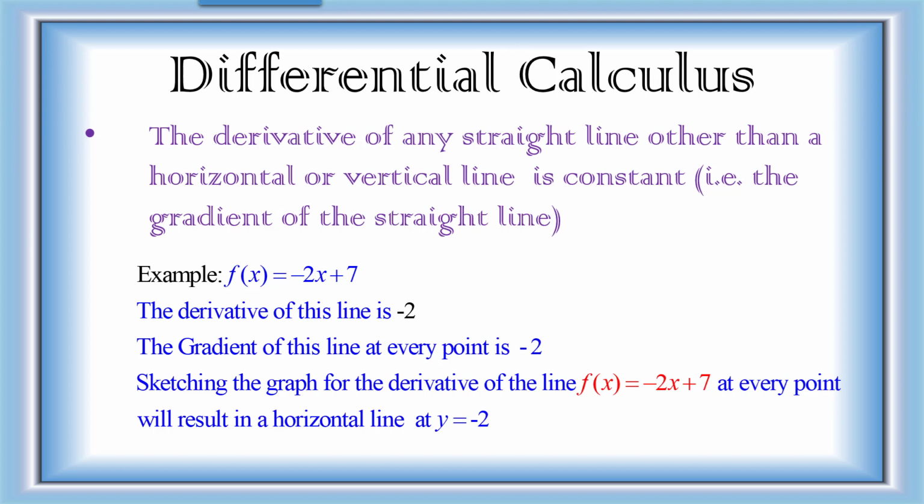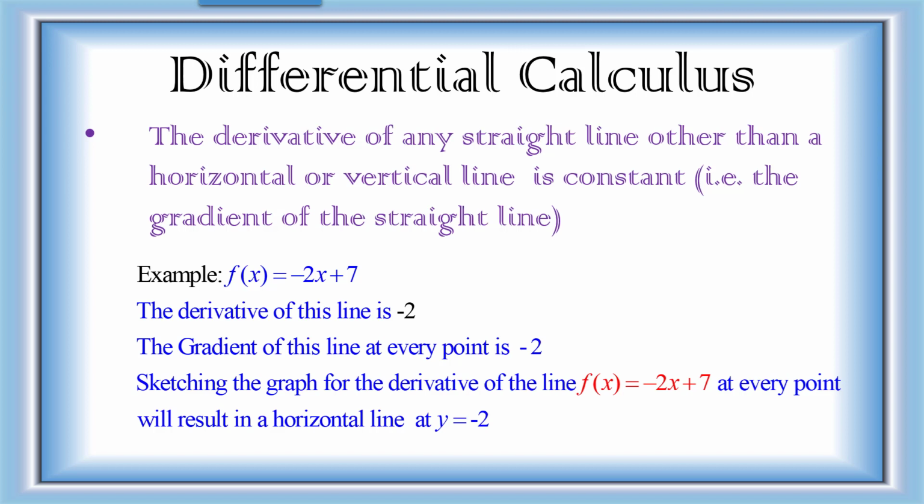But when we write the equation for a straight line in the form y equals mx plus c, m gives us the gradient. So what I've got is an example on the screen, and you're all very familiar with this. The derivative of this straight line is -2. So the gradient of this line at every single point on the line is -2.